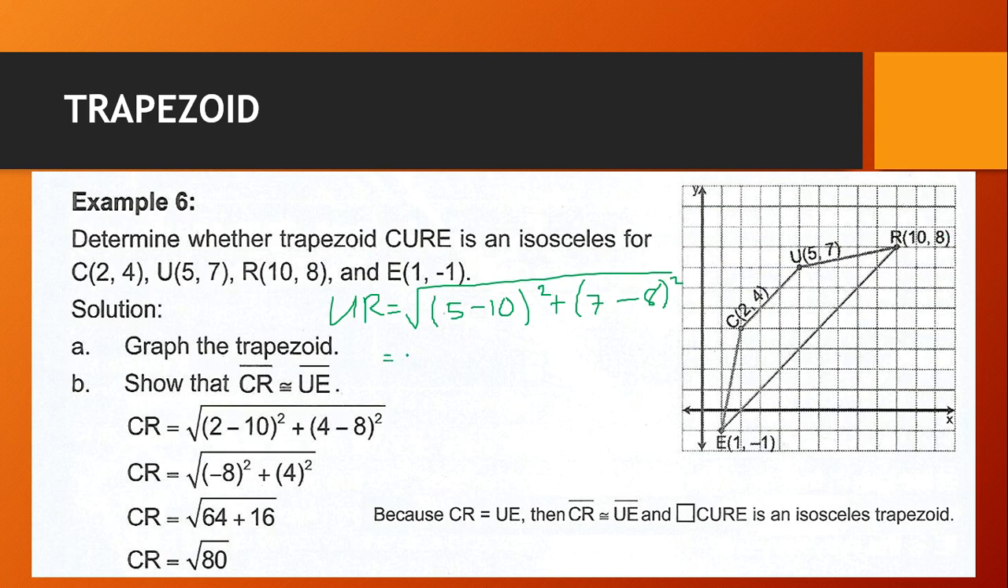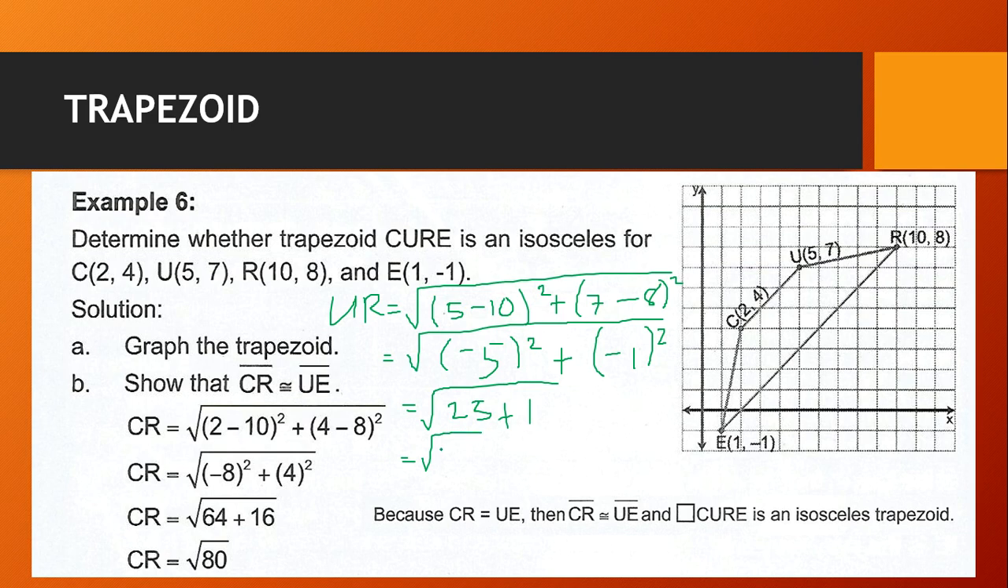Then equals, the 5 minus 10, so that's negative 5, then squared, then plus 7 minus 8, so that's negative 1, then squared, so that's equals square root of negative 5 squared, positive 25, negative 1 squared, so that's positive 1, so plus 1 ka. So we have also the square root of 26. Again, trapezoid CURE is an isosceles.